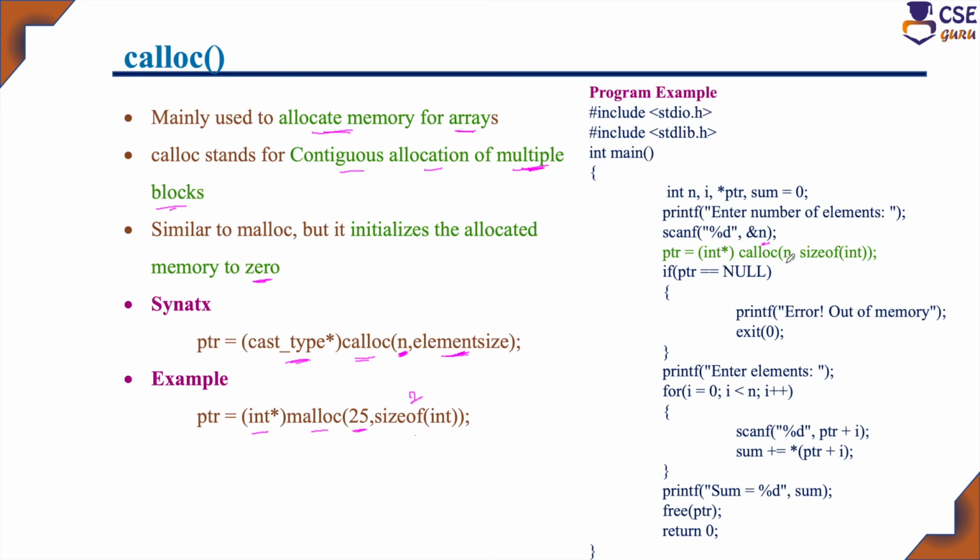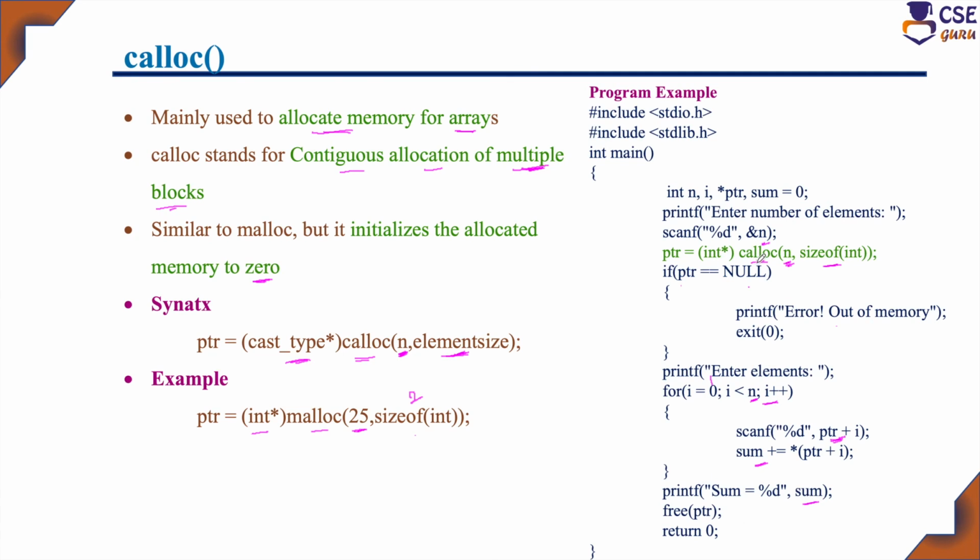N represents the size of the memory required. How many blocks of memory are required, that represents the size. According to n and the size of int, it will allocate the memory. Okay, if pointer equal to null, it means out of memory, otherwise enter the elements. Using the for loop, enter the first element, add it to the sum. When i equals 1, enter the second element, add it to the sum. Likewise, up to n elements, it will add and display the result on the output screen.